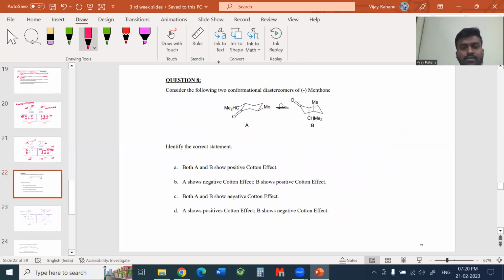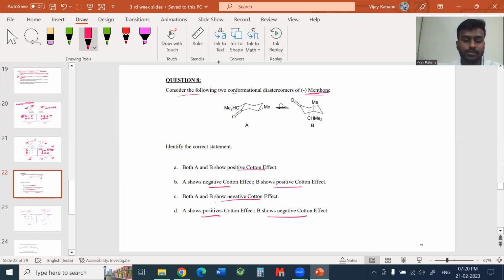We'll take the next question. In the next question, they have given, consider the following two conformational diastereomers of menthone, right? And we need to identify the correct statement for this one. The first statement given: A and B show positive Cotton effect. Second statement: A shows negative Cotton effect, B shows positive Cotton effect. Third option given: both show negative Cotton effect. And fourth option: A shows negative and B shows a positive Cotton effect.